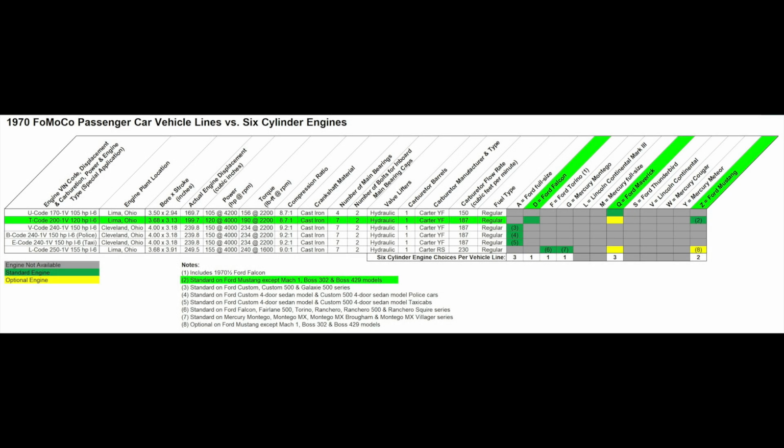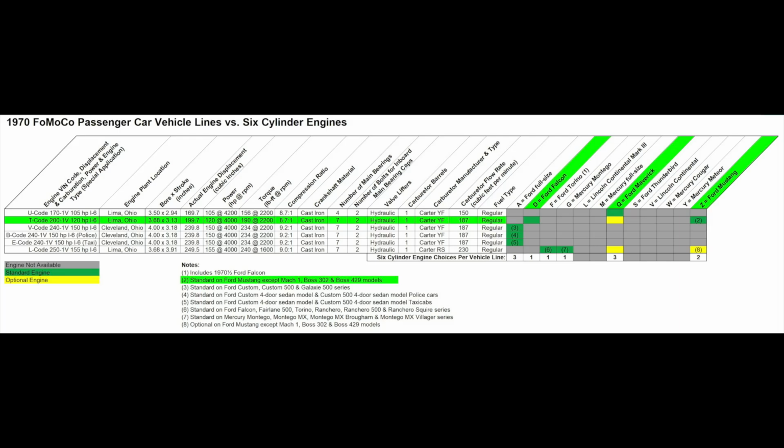The second of the 6 1970 FoMoCo 6-cylinder engines to examine is the T-code 200 cubic inch inline-six engine with a one-barrel carburetor. This engine debuted as the standard engine in the 1964 Ford Fairlane lineup when the Ford-O-Matic 2-speed automatic transmission was ordered, and as an optional engine available only with the Ford-O-Matic transmission for some models in the 1964 Ford Falcon lineup. So this engine was in its 7th year of production for the 1970 model year.